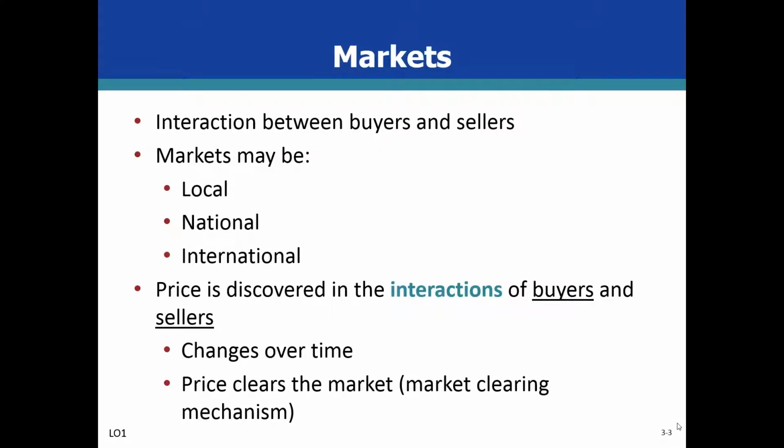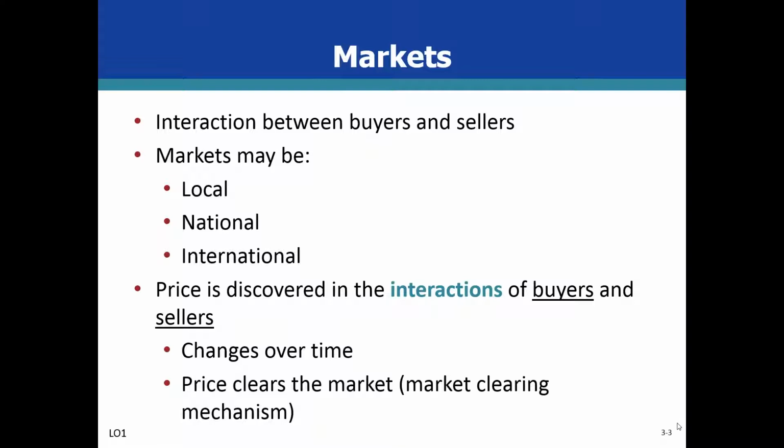A market is an interaction between buyers who are looking to consume products and services and sellers who are looking to sell the same goods and services. The interaction between buyers and sellers in the market can be local, like your neighborhood, national, the United States, or international. Amazon and Alibaba sell their products all over the globe.